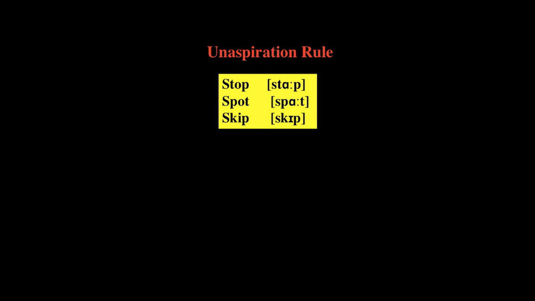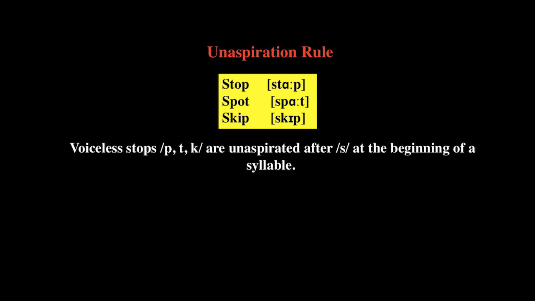So the absence of a puff of air in the pronunciation of voiceless stops is exactly what we call unaspiration. So to write a phonological rule statement describing exactly an aspiration rule, we simply say voiceless stops p, t, and k are unaspirated after an s sound at the beginning of a syllable. I repeat, voiceless stops p, t, k are unaspirated after an s sound at the beginning of a syllable.